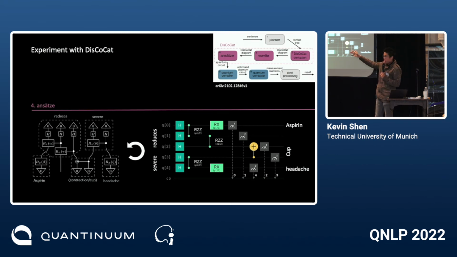As I said, now we transform the DiscoCat diagrams into variational quantum circuits here. And if you prefer, you can also rotate it by 90 degrees and turn it into this layout, which is more common in quantum computing textbooks. This is actually a screenshot I took from the IBM Q Experience website.